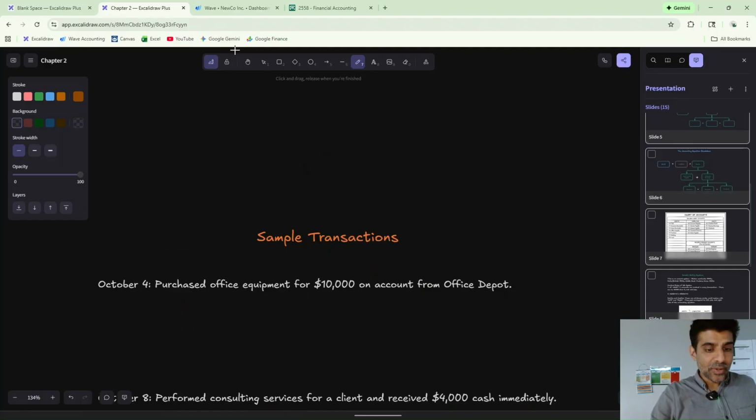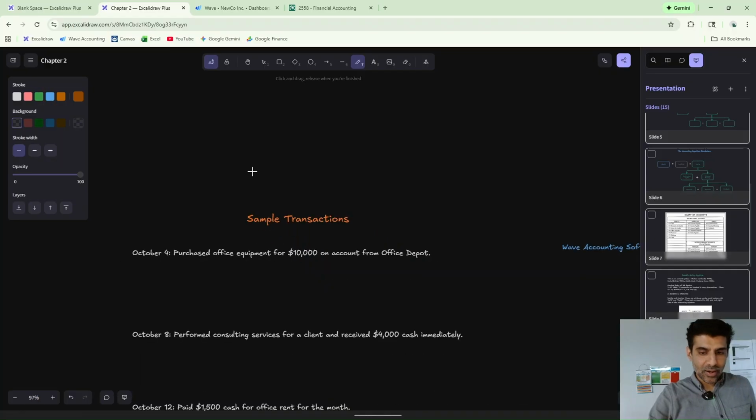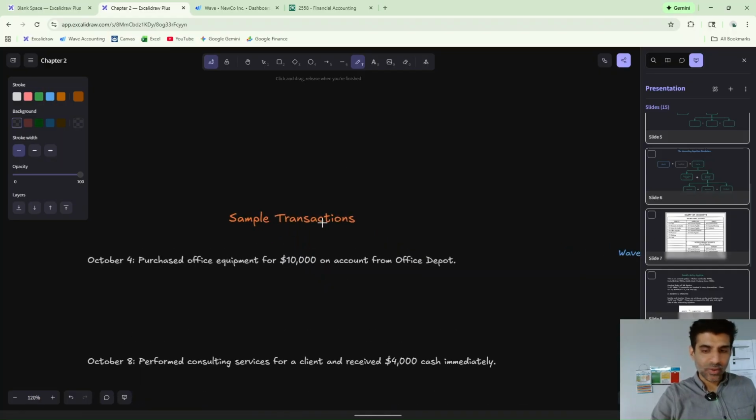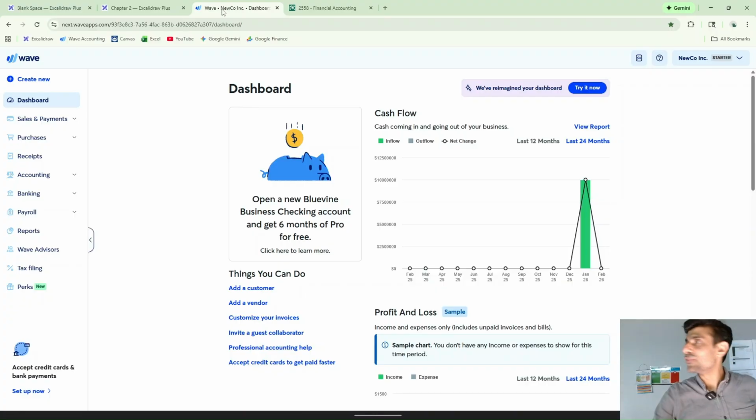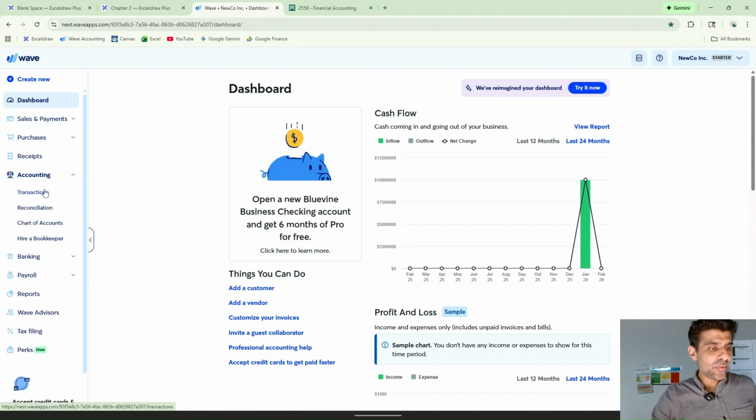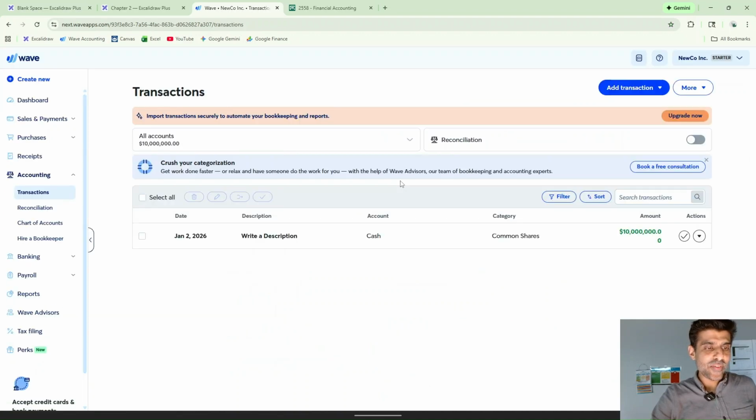Okay, so I'm going to do this. I think it will be kind of useful to see this done in the accounting software. It's called Wave. It's free, so if you ever wanted to mess around with this, you can download it. But I've already started a fake business.